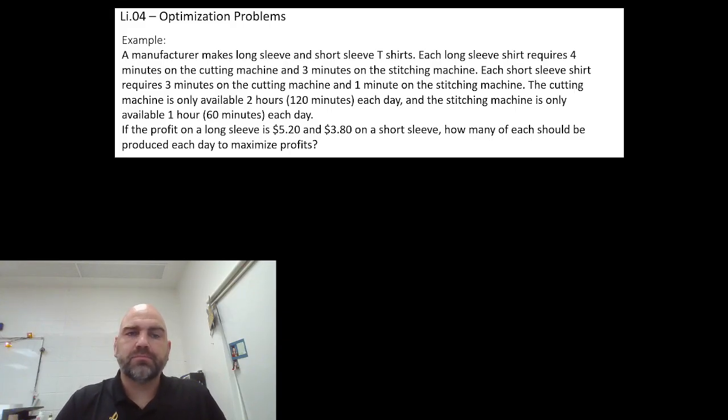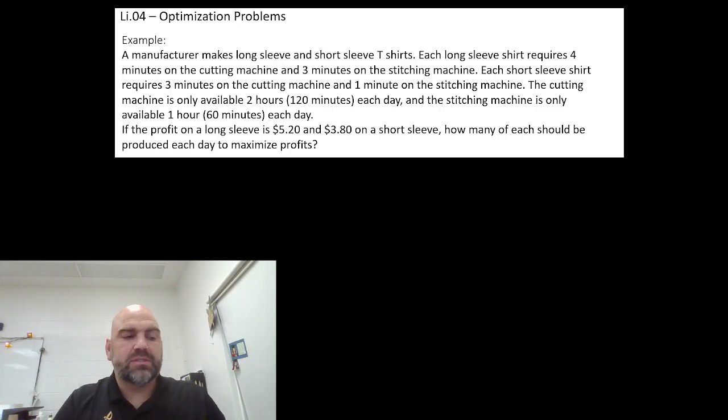Then, if the profit on a long sleeve is $5.20 and $3.80 on a short sleeve, how many of each should be produced each day to maximize profits? Now, you've heard that word, maximize profits. So what we're looking for is we want to optimize this procedure and figure out how many long sleeve t-shirts we want to make and how many short sleeve t-shirts we need to make in order to get the highest amount of profit. Okay, biggest amount of profit. That's what we're looking for right now.